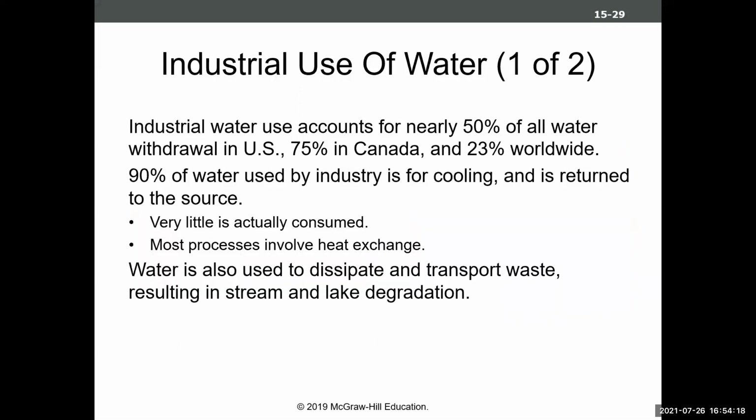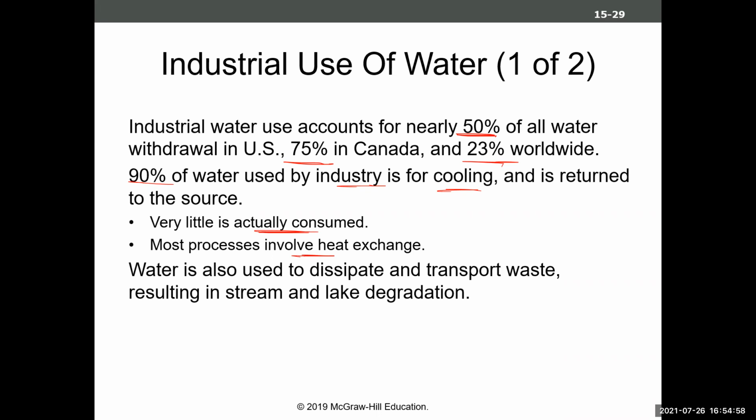All right, next is industrial use of water. So industrial use accounts for nearly 50% of all water withdrawal in the US, 75% in Canada, 23% worldwide. 90% of the industry water is for cooling, as a return to the source. So we actually don't consume that water when it's being used for this method. Mostly it just involves heat exchange. So taking the heat from the product that it's cooling or the machinery that it's cooling and allowing that water to take up that heat and then be recooled and then recycled in the system.